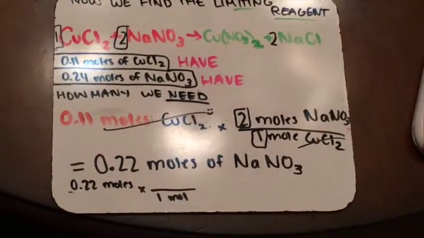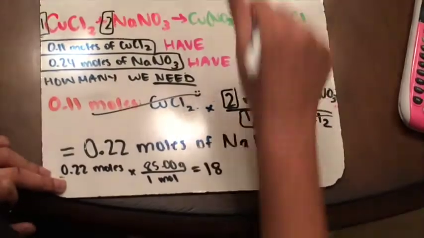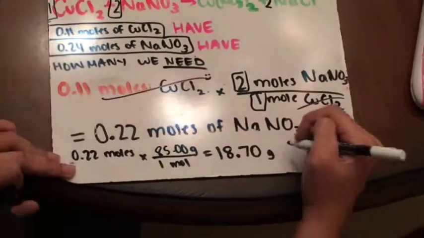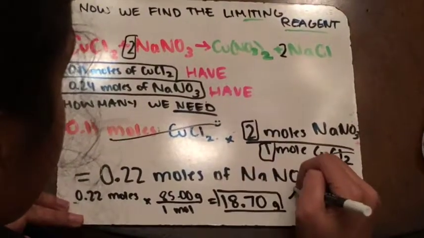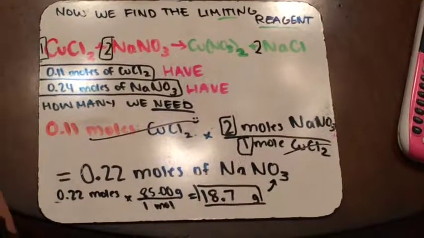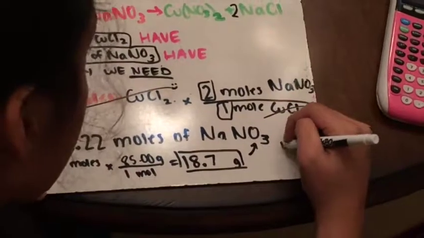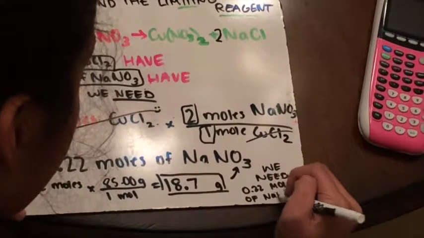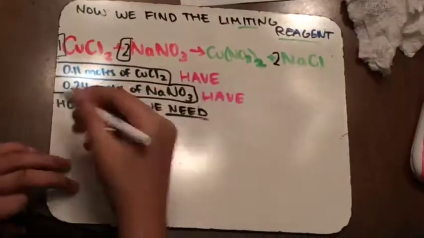And then I'm just changing that back to grams. Just something you probably should do. If the problem gave you grams, you should probably go back to grams. So I just did that. So that's how much we need of the sodium nitrate. Just remember your sig figs. So 0.22 moles is equal to 18.7 grams. So we need 0.22 moles of sodium nitrate, or 18.7 grams, whichever one you want to use.